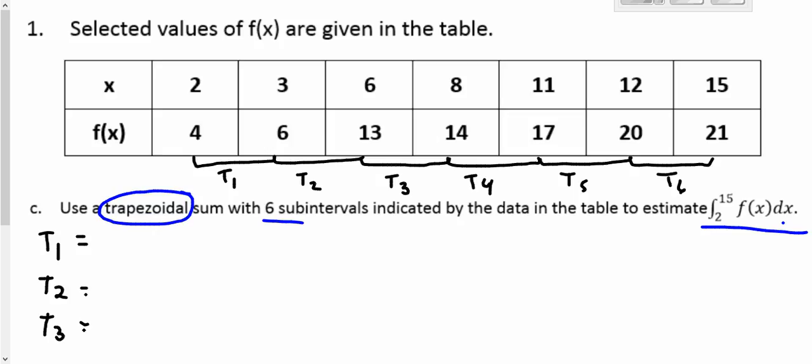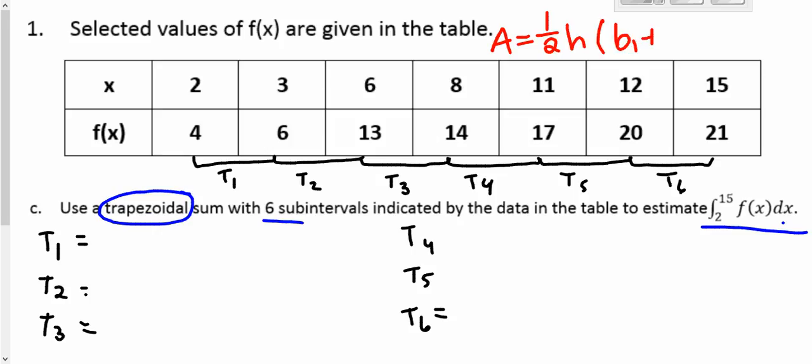But what's different about trapezoids is that the area is not just base times height. The area for a trapezoid, I'll write it up here, is 1/2 times the height, and then B1 plus B2 in parentheses. So all of these will have 1/2 in front of all of our trapezoids.